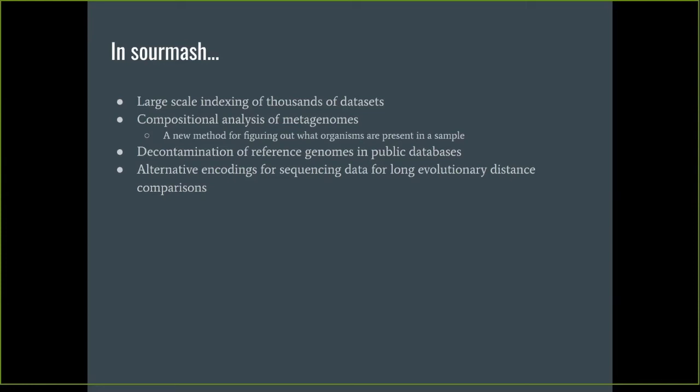We can do compositional analysis of metagenomes, which is a new method of figuring out which organisms are present in a sample. We can do decontamination of reference genomes in public databases. And contamination here is a huge problem because if people are using these reference genomes as the truth and there's contamination, their results will actually be wrong because of that. And another feature is alternative encodings for the sequence data to try to account for long evolutionary distance.